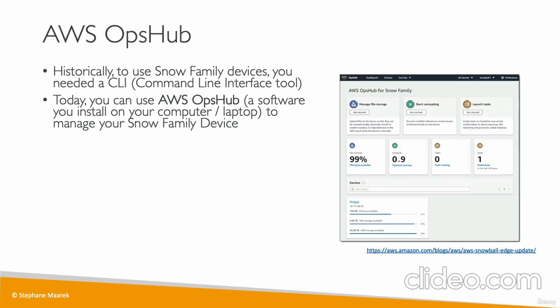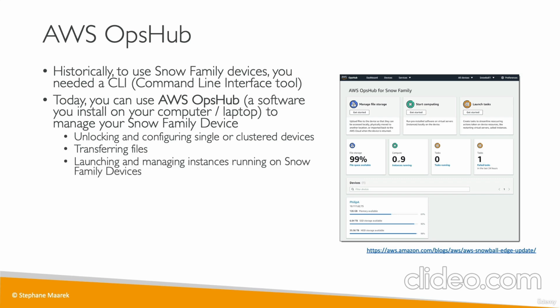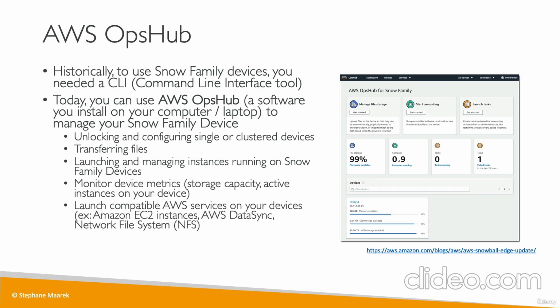Once it's connected, it gives you a graphical interface to connect to your Snow devices, configure them and use them, which is very, very handy. This allows you to do unlocking and configuring single or cluster devices, transferring files, launching and managing instances, so EC2 instances running on Snow family devices, monitor device metrics, and launch compatible AWS services on your devices, for example, EC2 instances, use DataSync, or a network file system.